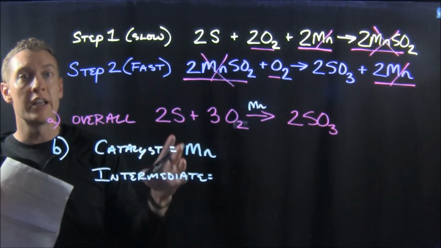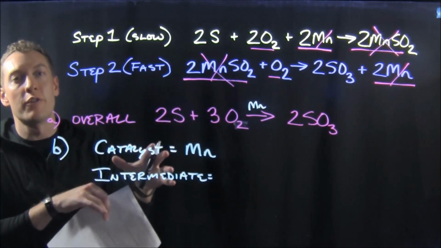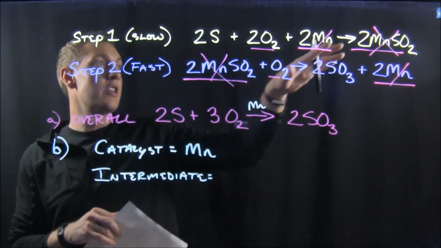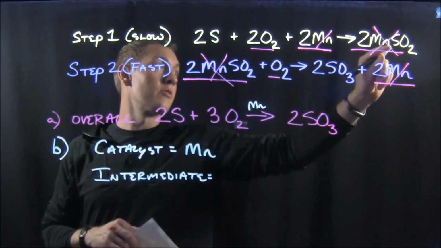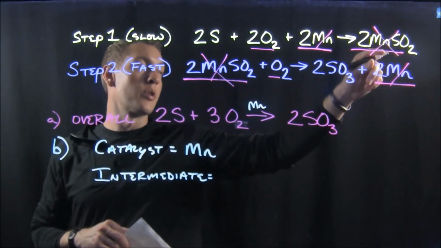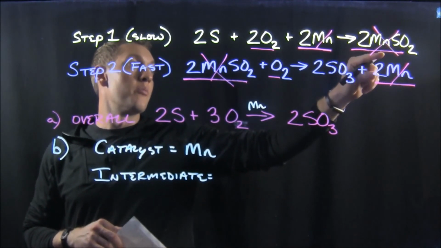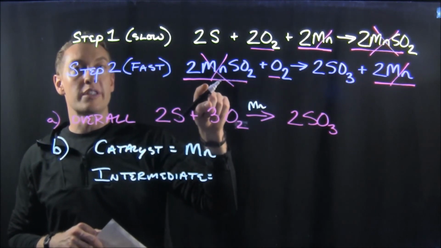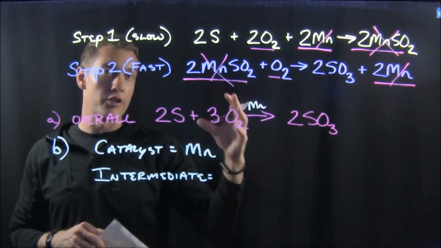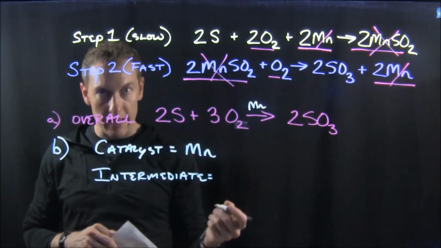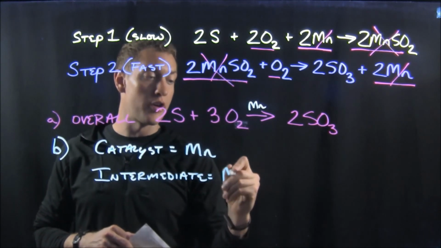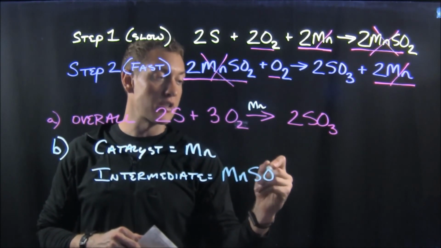An intermediate is something that only exists in the middle of a process. And then you can look at this, MnSO2, whatever that is, made in the first step, consumed in the second step, so it only was there during the middle of the process. That's an intermediate. So our intermediate here is MnSO2.